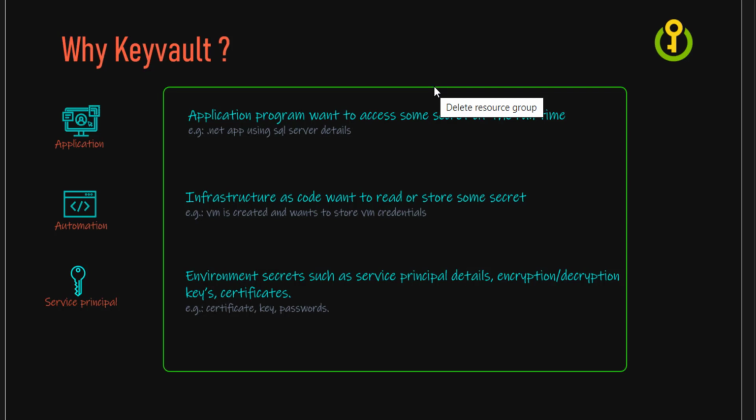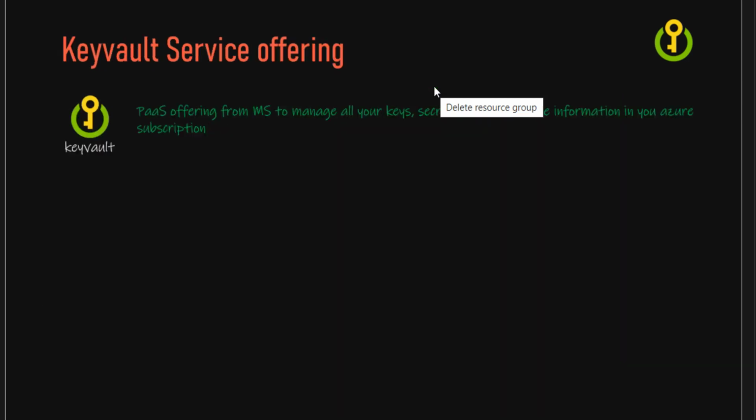To address all these kinds of requirements, Microsoft provides a service. By definition, Keyvault is a platform as a service offering from Microsoft to manage all your keys, which are the encryption decryption keys or HSM keys, secrets, which could be in text format like username and password, connection string, or any other sensitive data, or it could be the certificate which you might be using in your application. By design, Keyvault has three different specific areas or configuration types available.